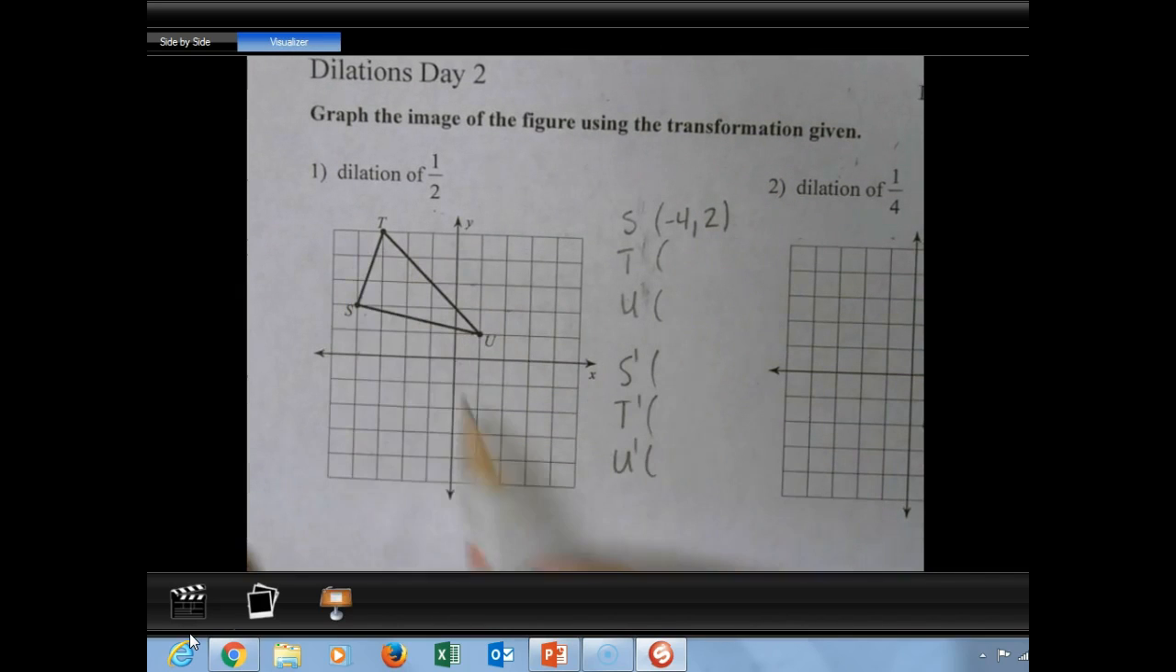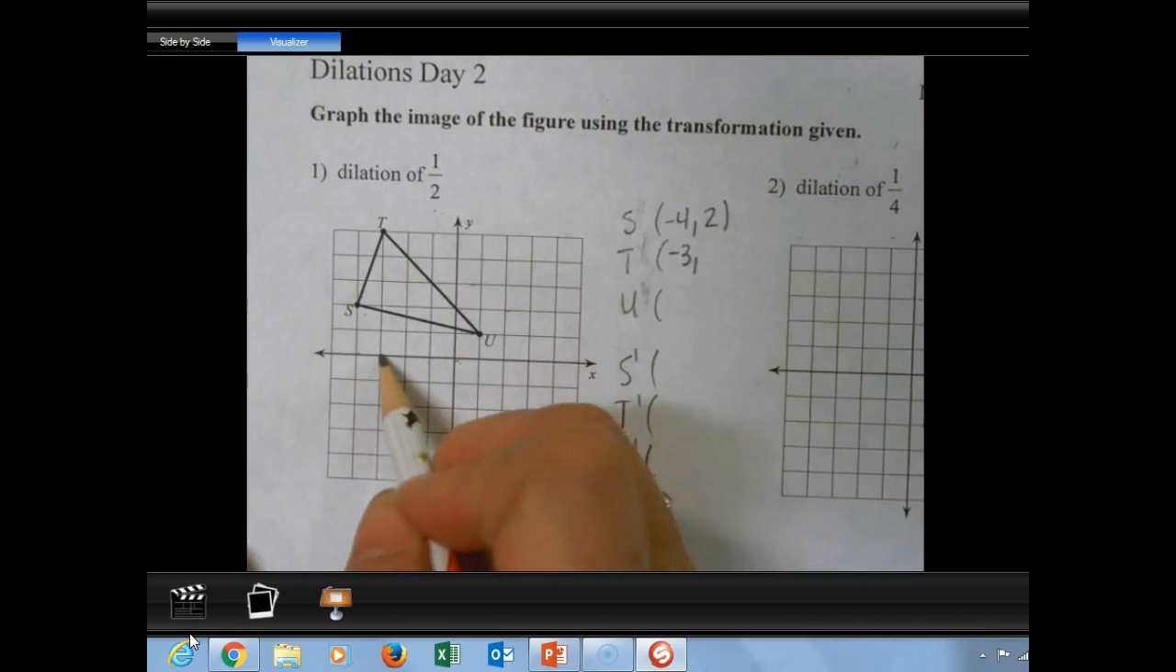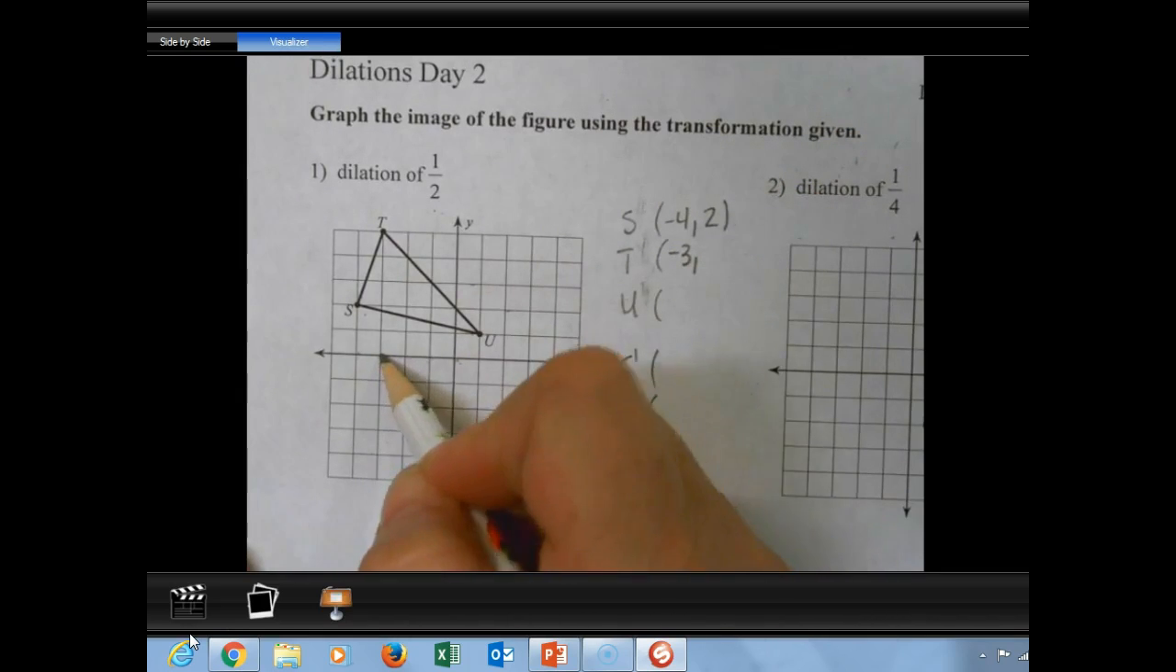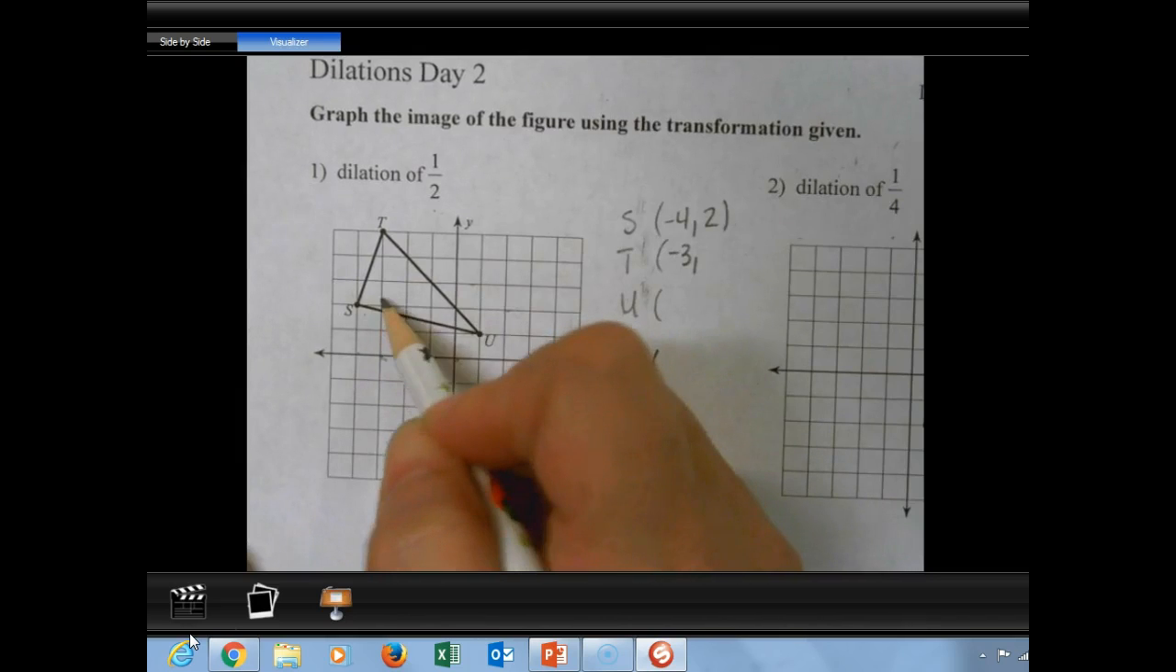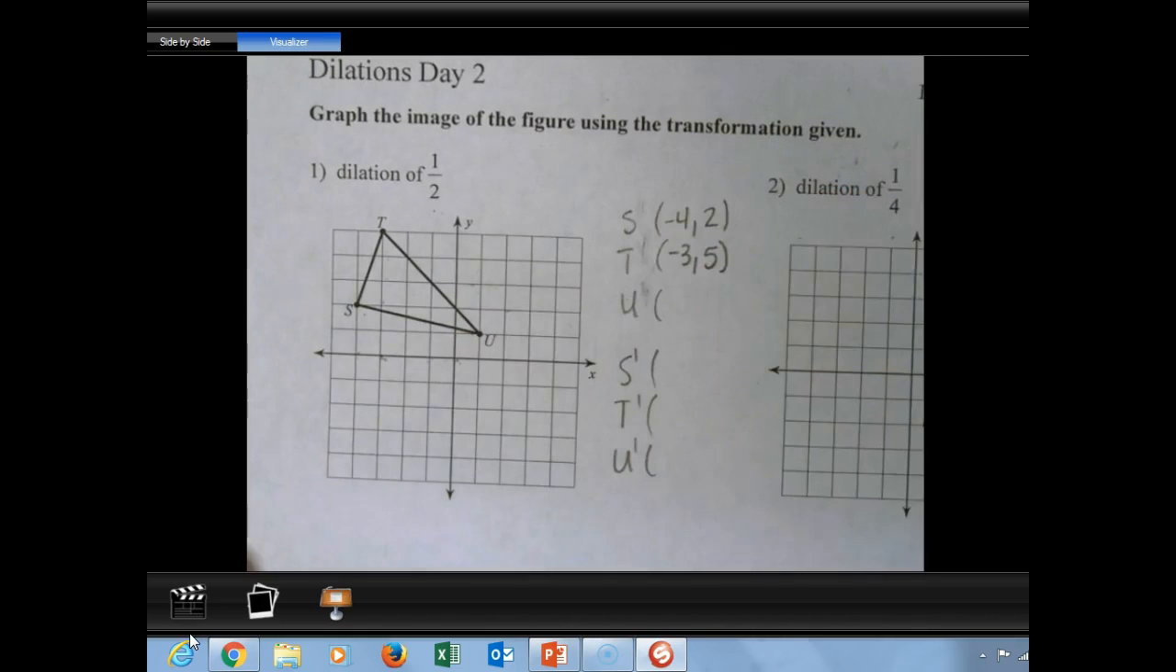Let's do T. From my point of origin, am I going left or right? How many spaces? 3. That's going to give me an X of -3, left 3. Am I going up or down? Up how many? 5. Up 5 is +5. Last one, U.